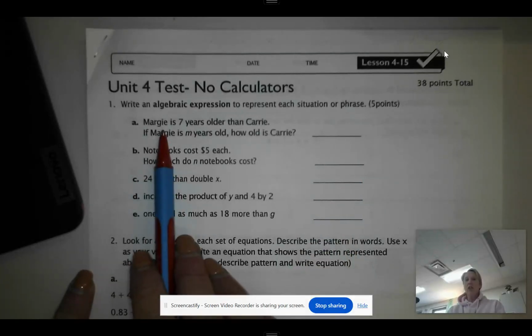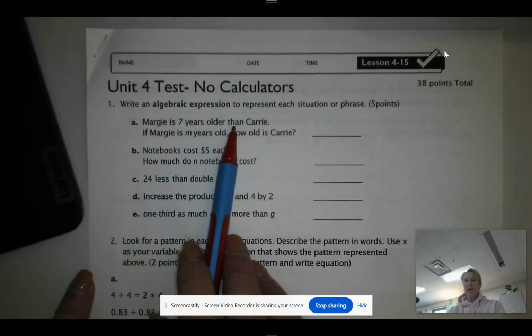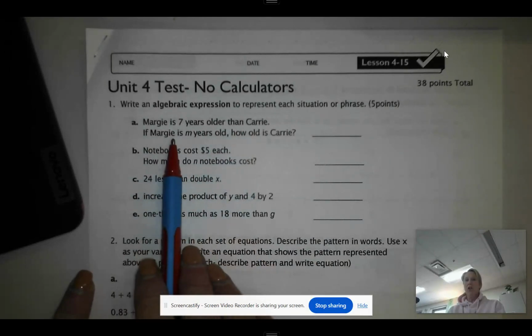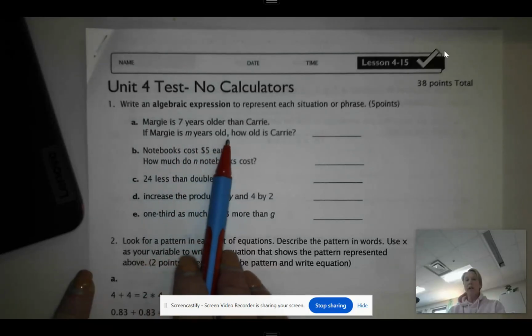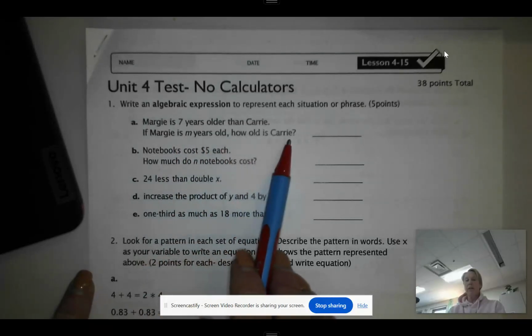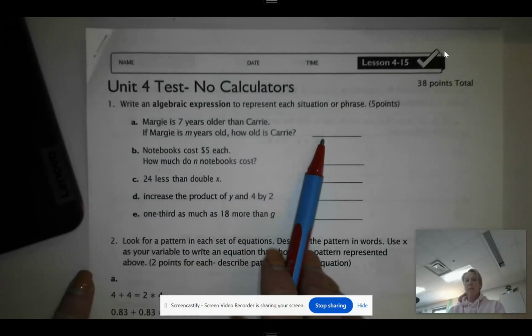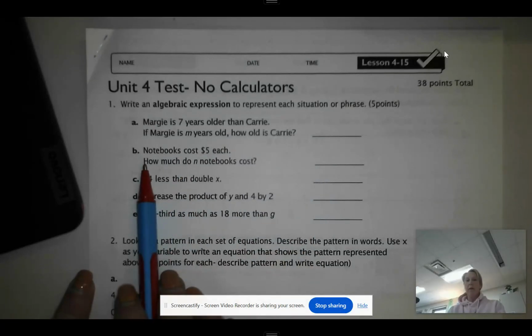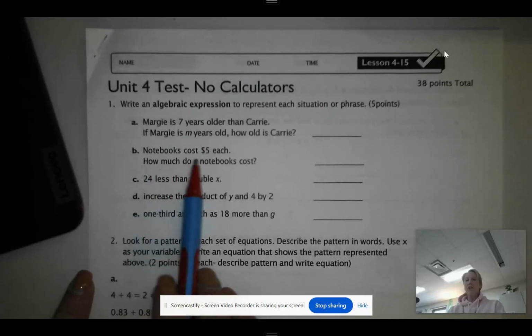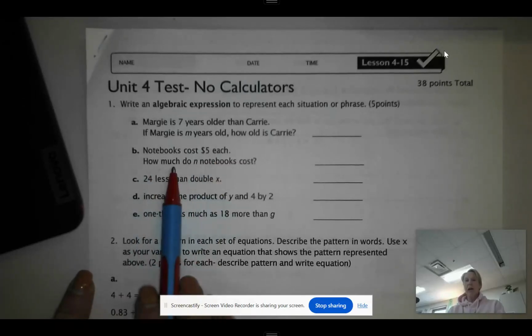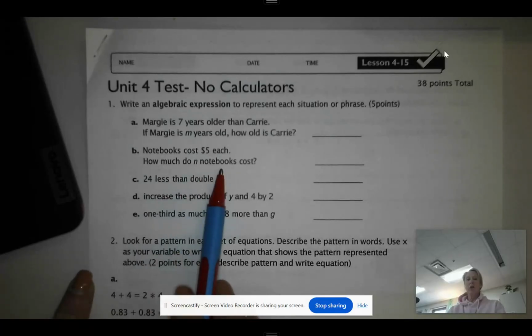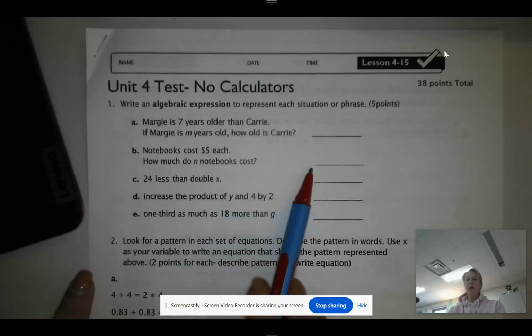A, Margie is 7 years older than Carrie. If Margie is M years old, how old is Carrie? Pause. B, notebooks cost $5 each. How much do N notebooks cost? Pause.